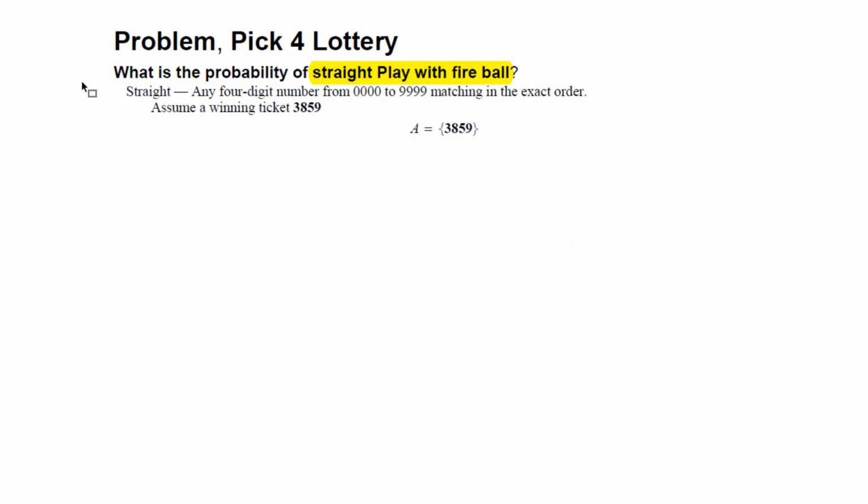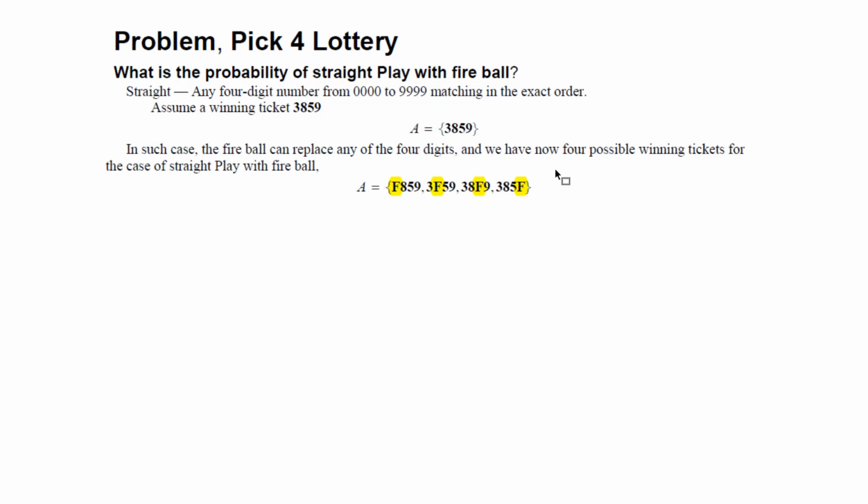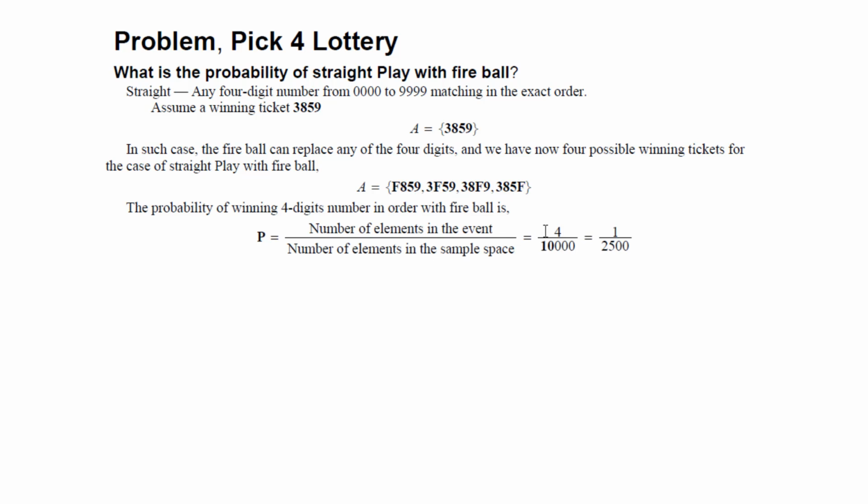We have to answer the question, what is the probability of straight play with fireball? So if we have this winning ticket here, we can replace any of these winning digits with the letter F, or with the ball F, or with the number F, whatever, and we get here 4 possibilities for outcome of this event. And to get the probability, we divide 4 by 10,000, and we have a chance out of 2,500 trials to win.